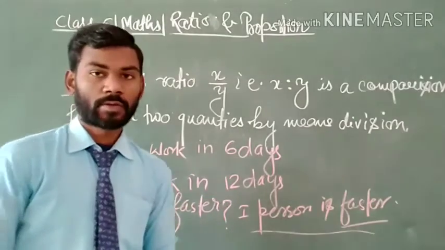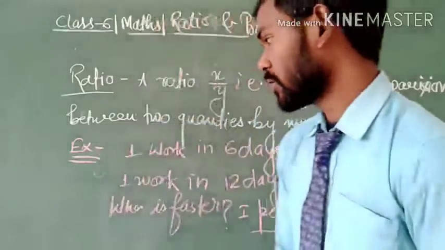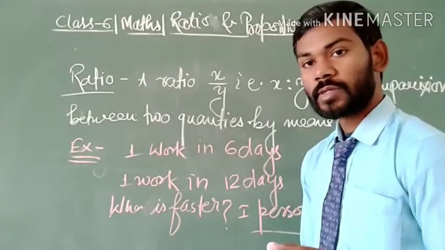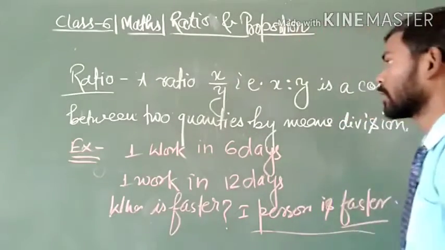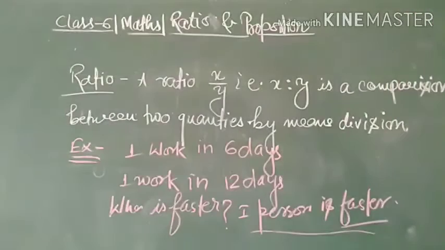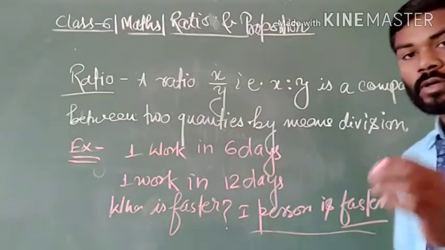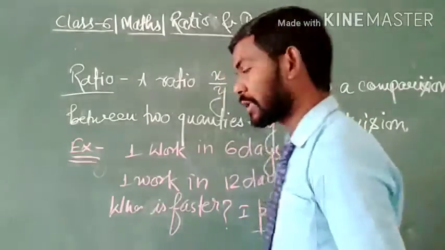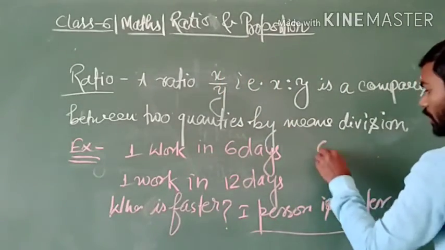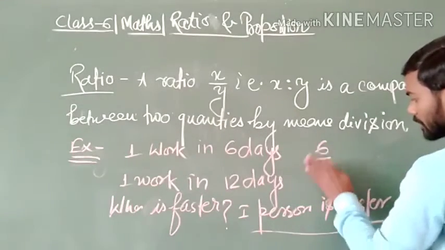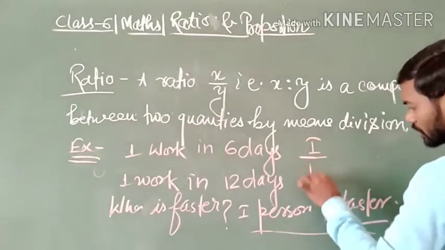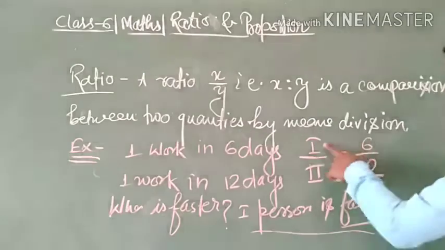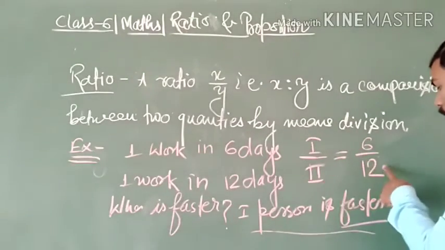Now the next question will arise: how much faster? As we can see in the definition, we compare the quantities by means of division. So in order to find out how much faster, we shall divide both quantities like this. Suppose this is the first and this is the second, and here we compare them: 6 upon 12. The first person requires 6 days, the second person requires 12 days.